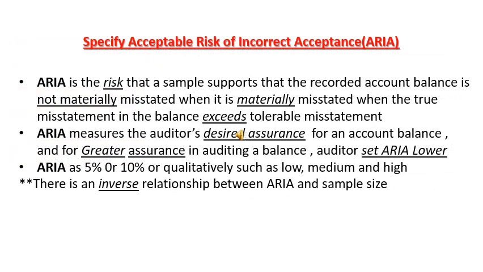Acceptable risk of incorrect acceptance, called ARIA, is typically 5% or 10%. It means that the auditor decided that the account balance did not include a material misstatement, but actually it did include a material misstatement.